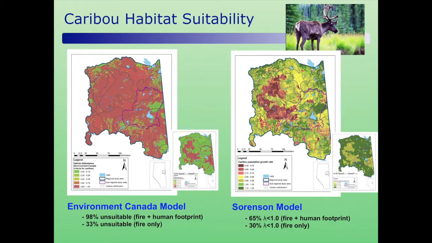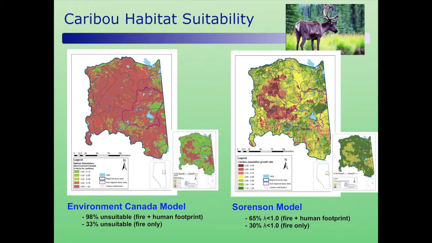I'm going to repeat this message 3 times. If you do exactly the same thing, the same message holds for caribou. This is applying the Environment Canada model for suitable and unsuitable habitat in the study area. And if this map is just based on fire, ignoring the human footprint piece, about 30% of the area is unsuitable. If you add in human footprint, most of it is unsuitable for caribou on the Environment Canada model.